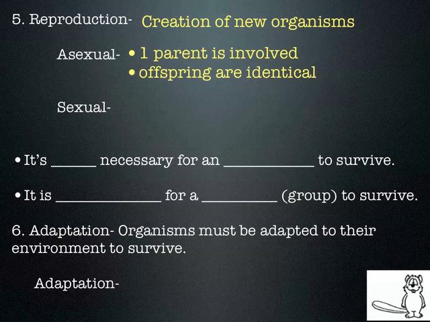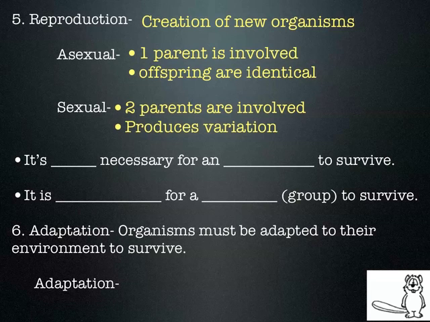Sexual reproduction, on the other hand, involves two parents mixing their genetic traits. And because there's the mixing of genes and DNA from two different parents, what do you think the offspring are like? Donovan? A mix of the two parents? Yeah, there's variation. The offspring are not identical to either parent. They have probably some combination of traits.